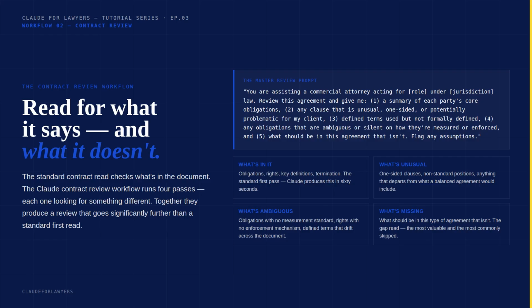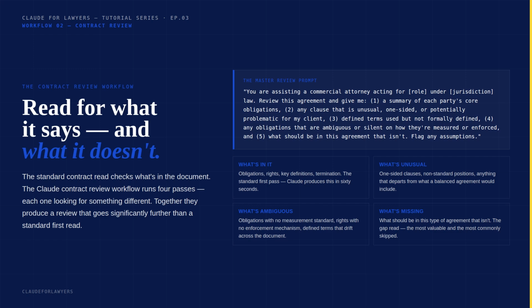Claude produces that in under 60 seconds. The second, what's unusual, flags one-sided clauses, non-standard positions, anything that departs from what a balanced agreement would include. The third, what's ambiguous, catches obligations with no measurement standard, rights with no enforcement mechanism, defined terms that drift. The fourth and fifth together, what's ambiguous and what's missing, are where this review consistently produces something worth acting on.